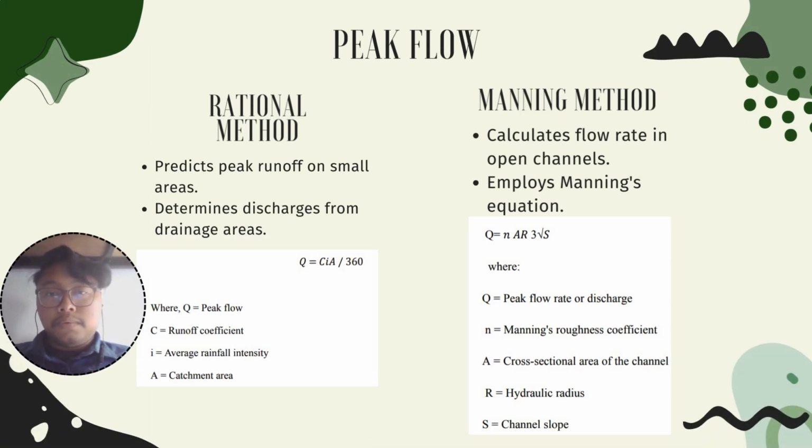For the peak flow, we have two methods. First, the rational method. The rational method predicts peak runoff on small areas, determining discharge from the drainage area. You can see the equation for the rational method. And secondly, the Manning method. The Manning method calculates flow rates in open channels and employs the Manning equation.